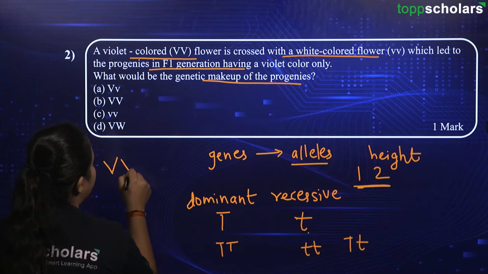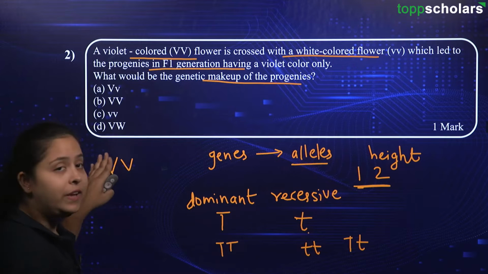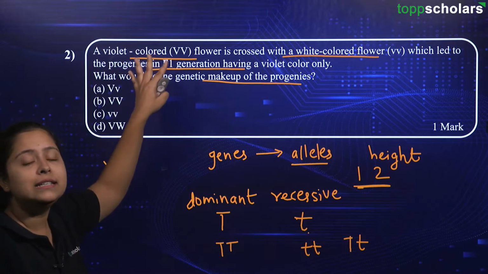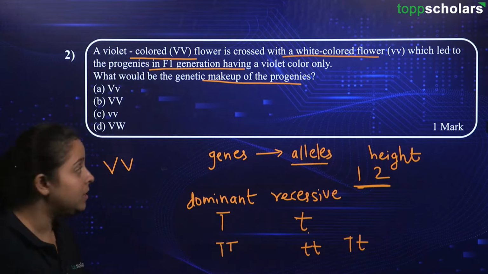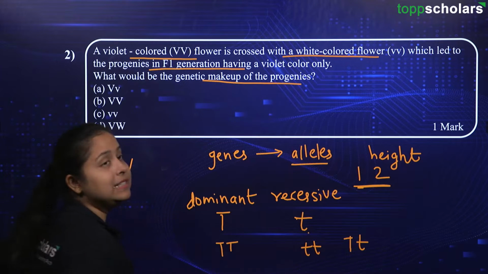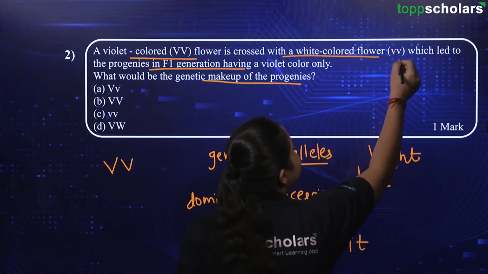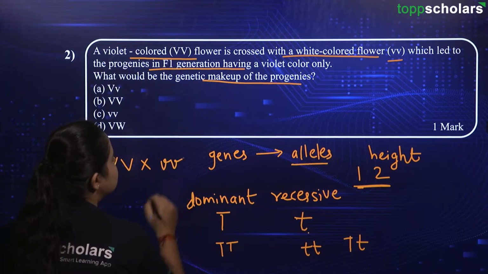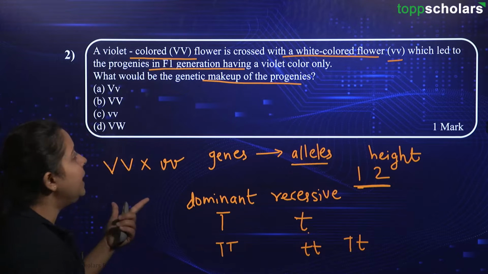Now coming back to the question, which says that we have a violet colored flower with the allele combination capital V, capital V. Capital V denotes that this one is dominant. That means this violet color is a dominant trait, and this white colored flower is a recessive trait because of this small v, small v. Now you are crossing this with small v, small v. What is the progeny in F1 generation?